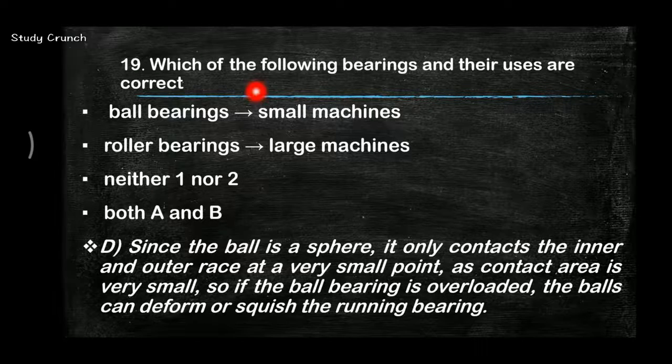Next, which of the following bearings and their uses are correct? Ball bearings for small machines, roller bearings for large machines, neither one nor two, or both A and B. We know that since a ball is a sphere, it only contacts the inner and outer races at a very small point. As the contact area is very small, the ball bearing is overloaded. The balls can deform or squish the running bearings. So the answer is D, that is both A and B are correct. So ball bearings for small machines, whereas roller bearings for the larger machines.